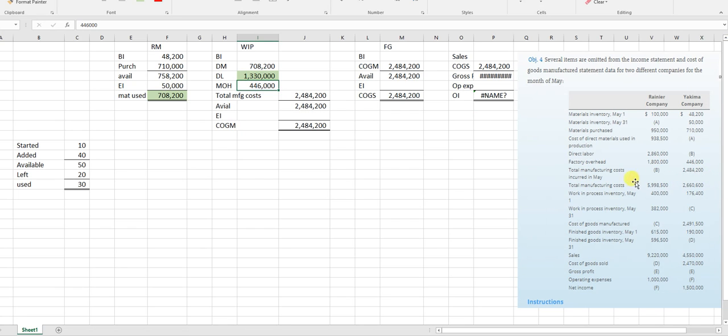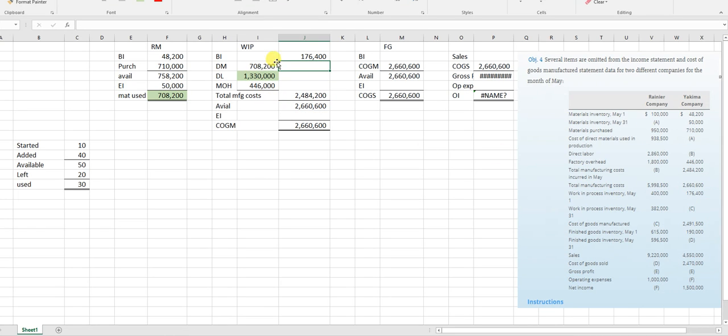Okay, let's see. This is total manufacturing costs incurred in May, so that's just what is added. And this one is total manufacturing costs, this number right here, 2,660,600, so that's both periods. And now I have work in process, and May 1st is 176,400, but let's double check that, because this number plus this number should be that number. So I'm just going to back into it. So 2,660 minus the 248 should be 176,400.